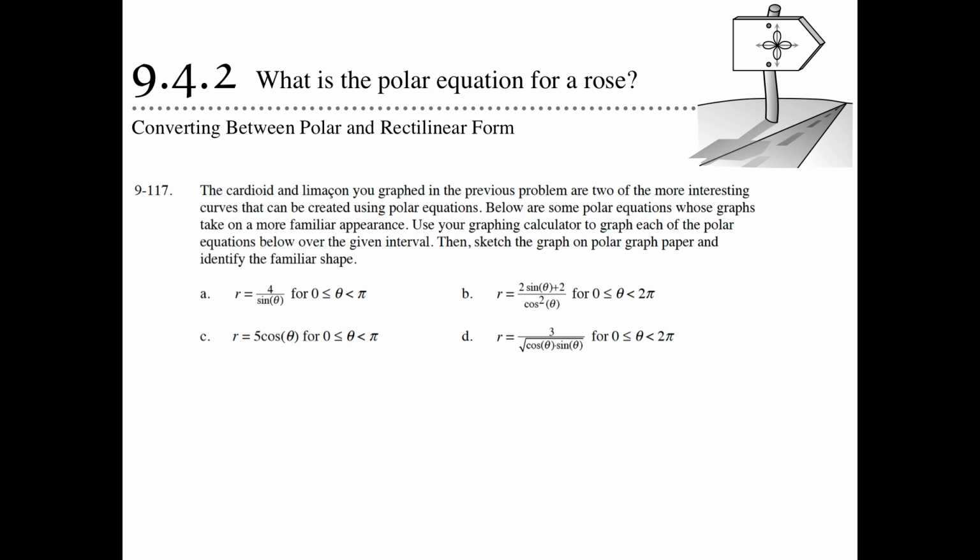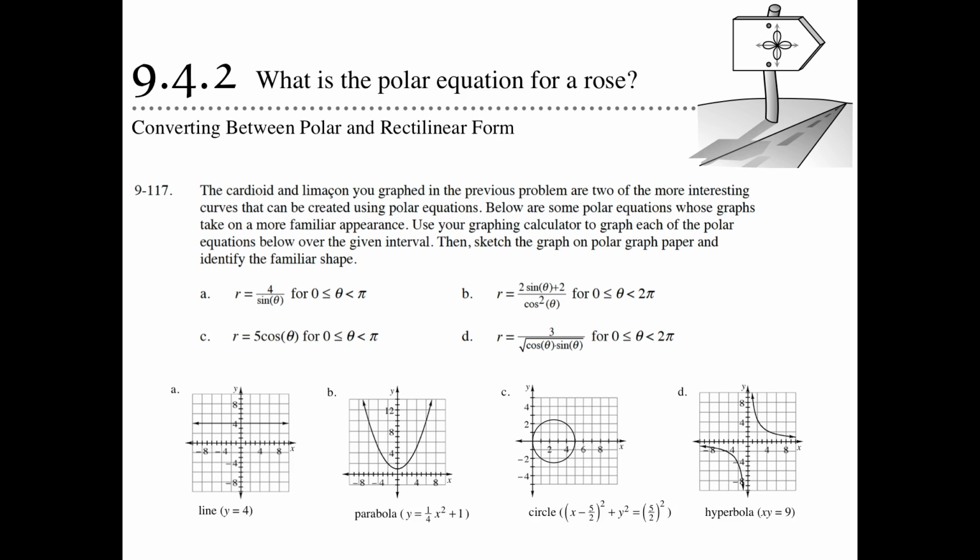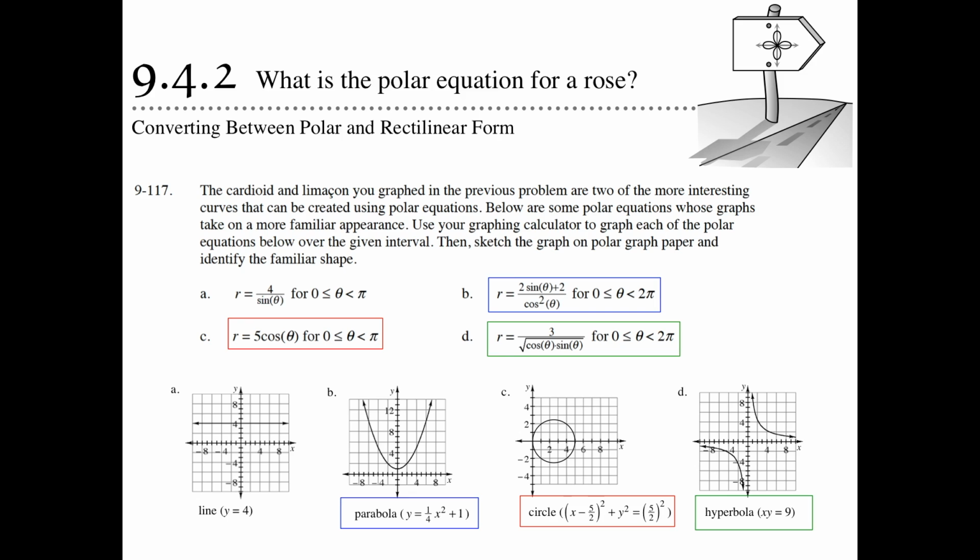Problem 9-117 is an interesting problem. Students will use their graphing calculators to reveal the polar forms of samples of each of the 4 conic sections. They will note that some of these polar equations look simpler than their corresponding rectilinear equations, like the equation of the circle in part C, while others, like the parabola and the hyperbola, look much more complicated.